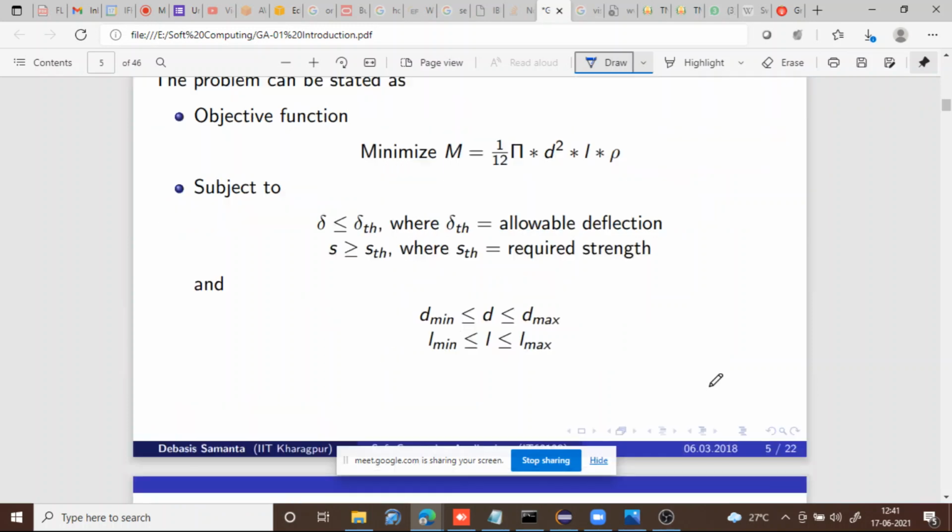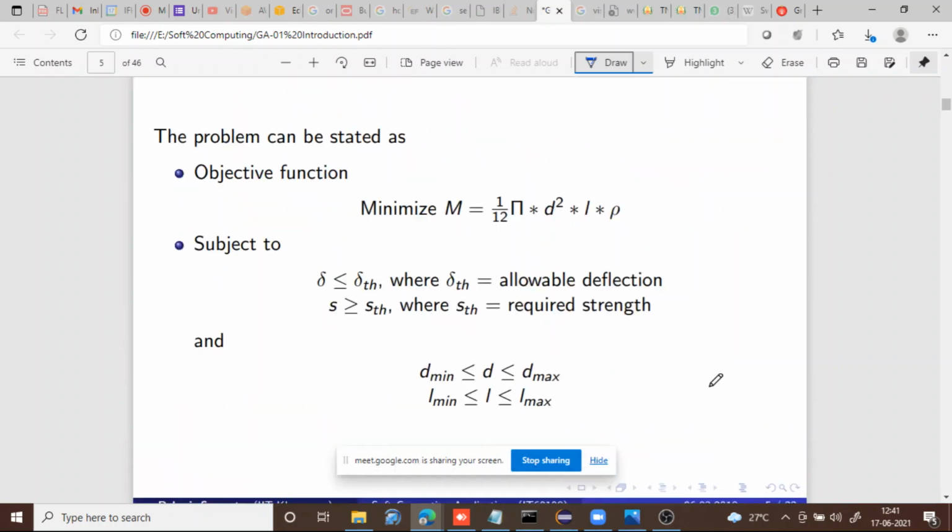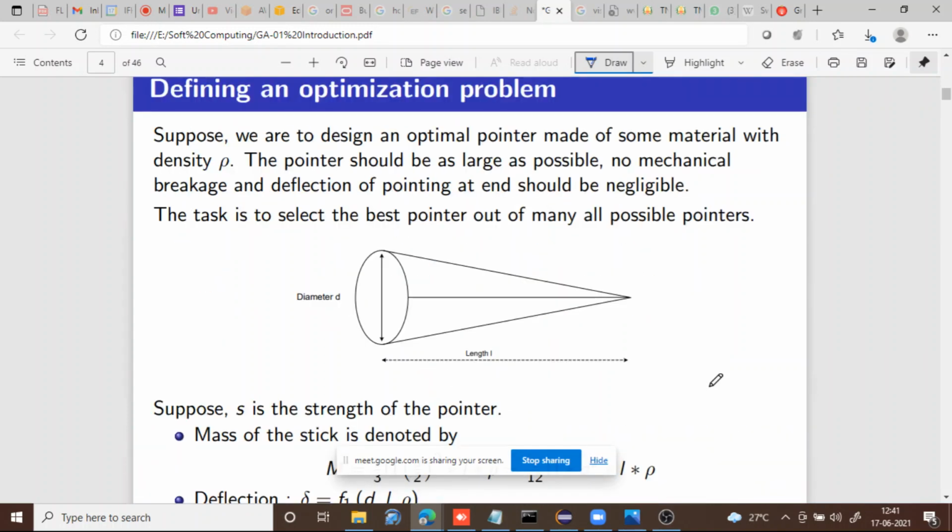It may also include some constraints. So apart from the function, it may also include some constraints. So here is an example, and a question is given. Suppose you are asked to design an optimal pointer, something like a pointing device. It looks like a cone, but one end is a pointer. An optimal pointer made of some material with density rho. I mean, density is thickness.